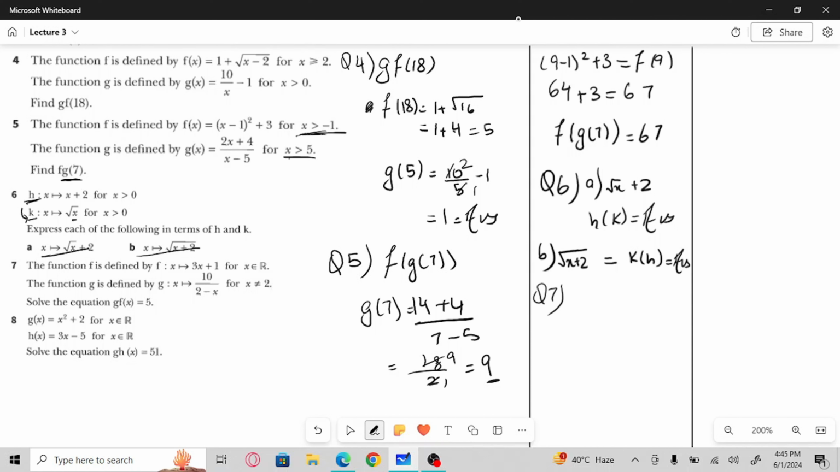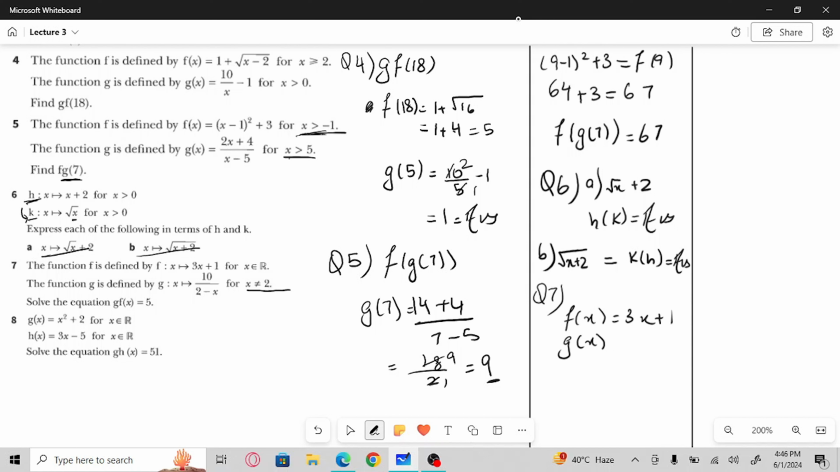Question number 7. Function f is defined by f(x) equals 3x plus 1, where x is a real number. The function g is defined by g(x) is equal to 10 upon 2 minus x, where x is not equal to 2. Solve the equation g(f(x)) is equal to 5. That's a different type of question from what we have been doing till now. It's easier to counter this type of question if we write them down.